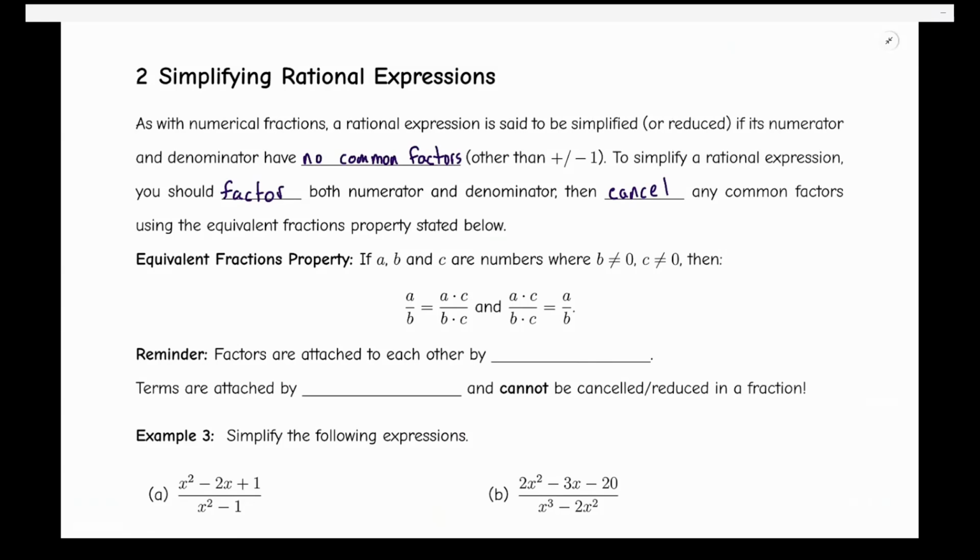If a, b, and c are numbers where b and c are not equal to 0, then a over b is the same thing as a times c over b times c. Or similarly, a times c over b times c is the same thing as a over b. Reminder, factors are attached to each other by multiplication. Terms are attached by addition or subtraction, and cannot be canceled or reduced in a fraction.